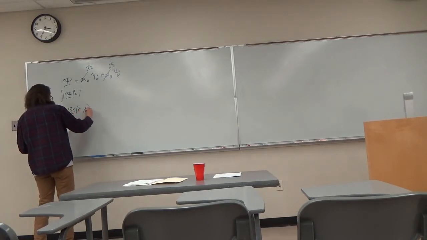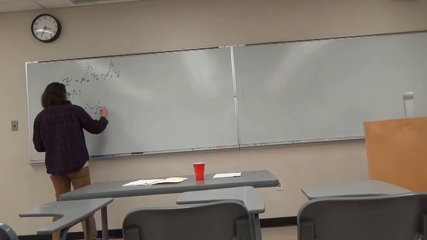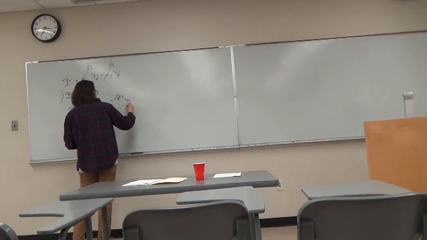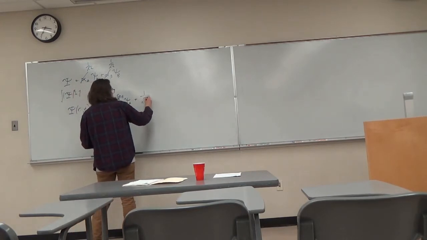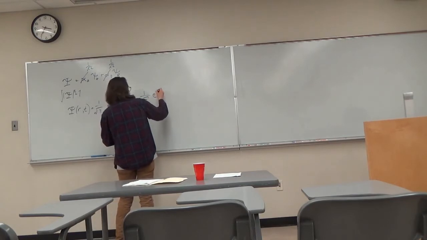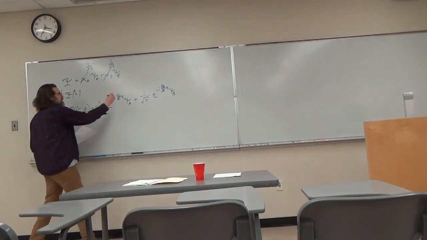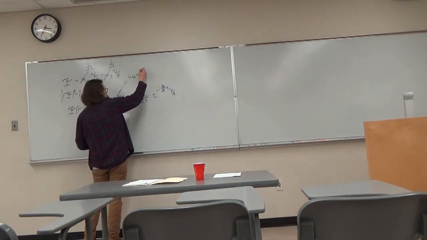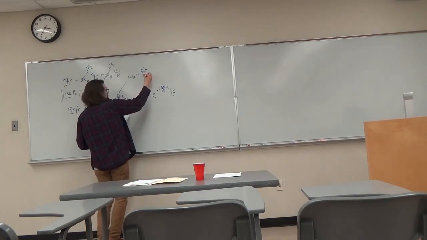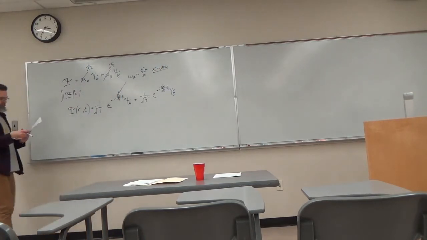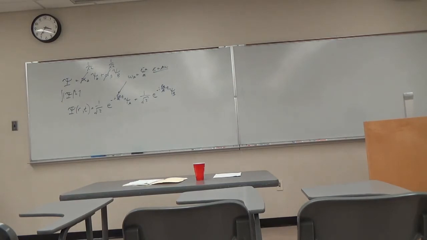The function of position and time is equal to 1 over square root of 2 e to the minus i E_a over h bar t times a, plus 1 over square root 2 e to the minus i E_b over h bar t times b. So I'm using here that omega a is equal to E_a over h bar, because E is equal to h bar omega. Okay, so we now have an expression for the time evolution.